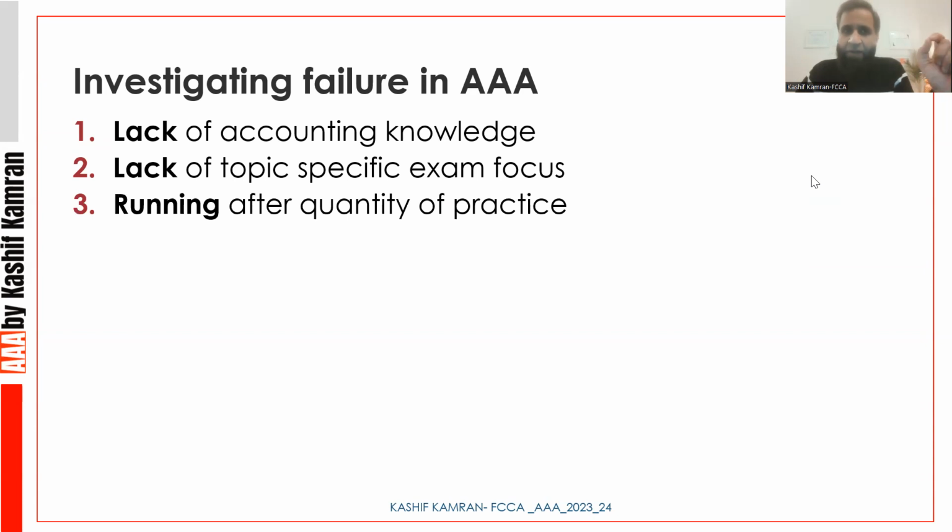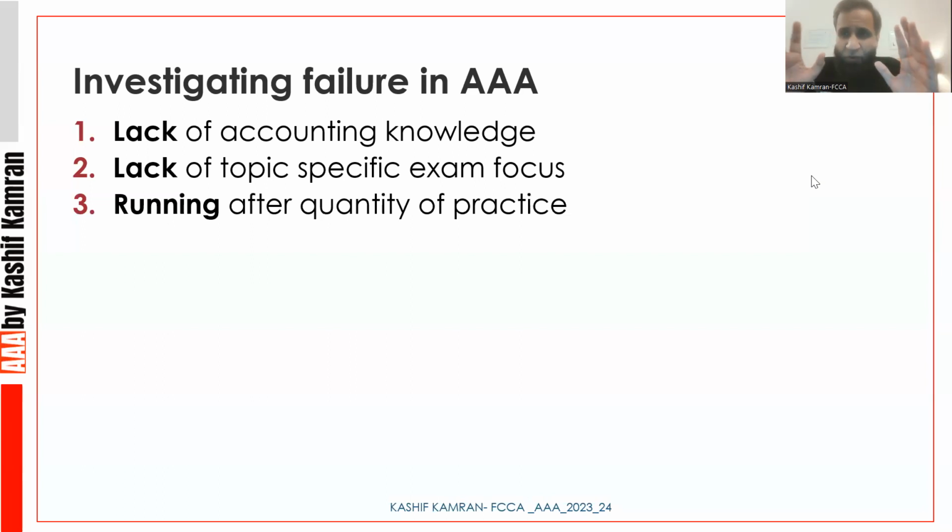Number 3, running after quantity of practice. I've seen so many students who run after quantity of practice, who run after loads of practice. And the success in the AAA paper lies in the quality of practice. And the quality of practice is the recent papers on the practice platform, the papers starting from December 2020 onwards. And the papers are available on the practice platform from December 20 onwards.